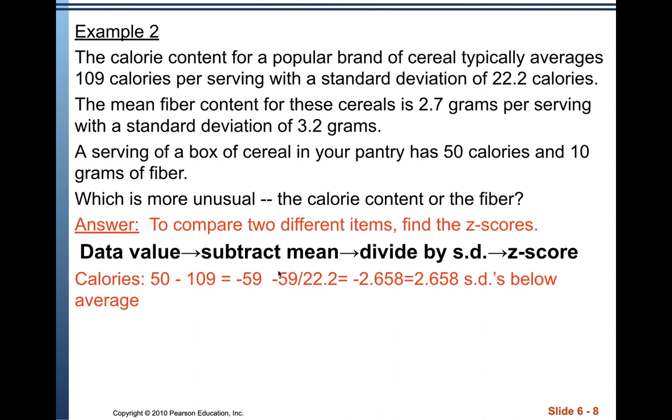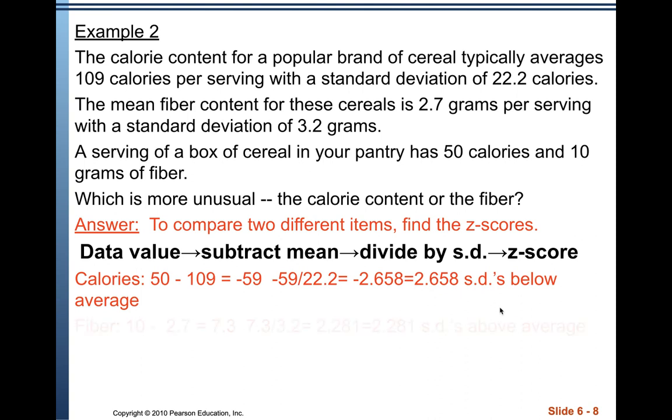So for calories, we take our data value, subtract the mean, 109, and then divide by the standard deviation. Notice I got a z-score of approximately negative 2.6. That means that the calorie content of that box of cereal is 2.658 standard deviations below average.